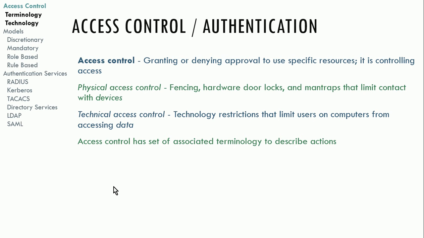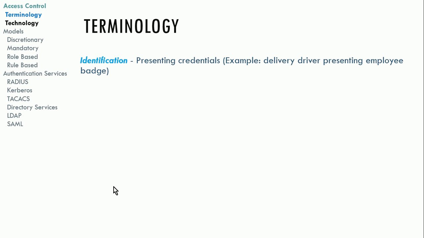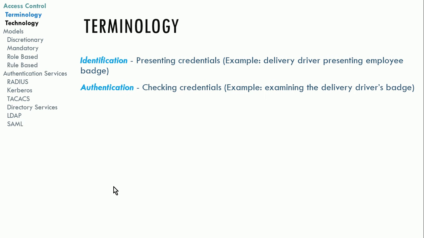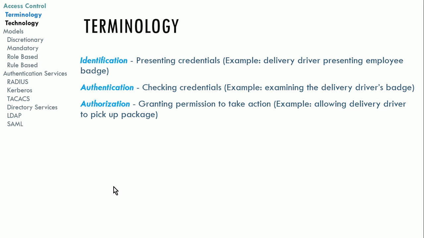So access control has an associated set of terminology to describe actions, and we're going to talk about those. So some of the terminology, you have identification, which is presenting your credentials. And by the way, when we talk about technology, identification isn't always username and password. That sometimes has already happened, and we have some kind of authentication token that some of these technologies attach to a user that can be presented as they try to access different resources on the network. And we'll talk about that with things like Kerberos. So authentication is when we actually check their credentials. For example, examining the driver's badge or something like that.